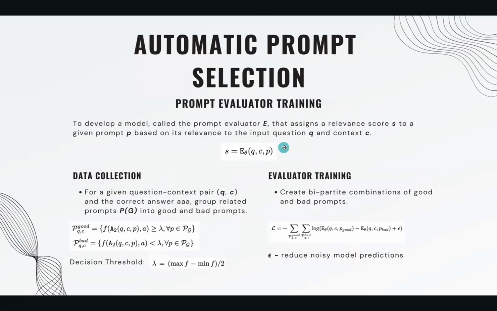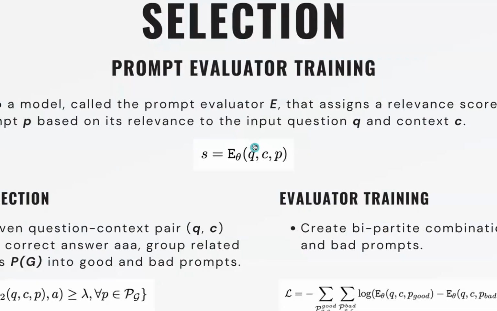And then in the prompt evaluator training, we will focus on developing a model called the prompt evaluator E that assigns a relevance score S to a given prompt P based on its relevance to the input question Q and the context C. For example, here you can see the formula, the model definition.